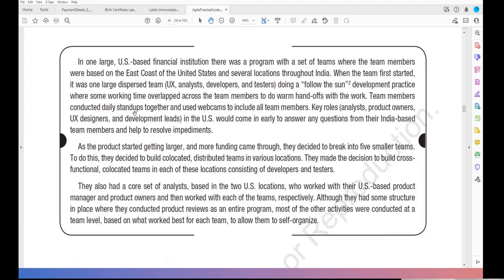The team members conducted daily stand-up meeting. That means this is Agile stand-up meeting, and used webcam to include all team members. Key roles: analyst, product owner, designer, development leaders in the US come in early to answer any question from their India-based team members and help to resolve any impediments. As I mentioned, the two teams have some kind of overlapping so that they can transfer their work to the other team. So they are saying that the US-based team comes early and answers any question from the India-based.